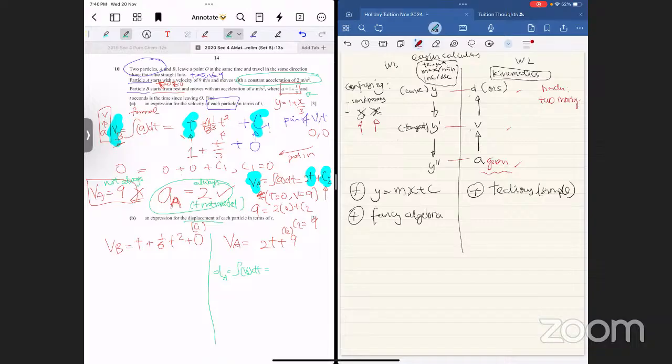T squared, correct, because 2 over 2, right? Plus 9T, and then do we stop? Plus C3, we'll call it C3. Very good. You have to assume there's a C3. What's their responsibility regarding C3? The question maker has a responsibility.